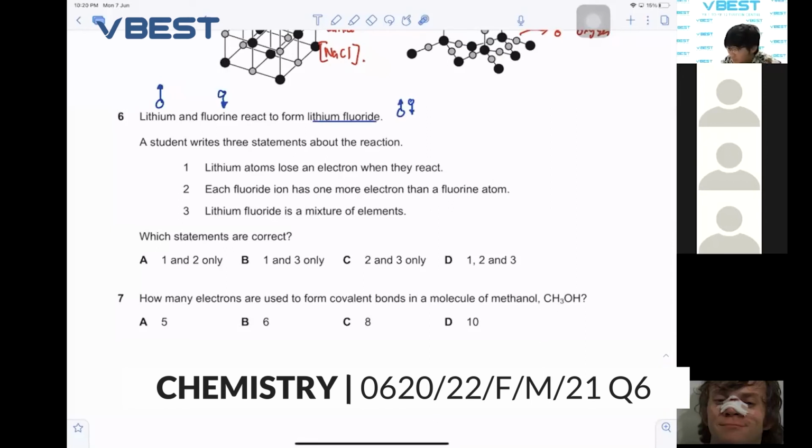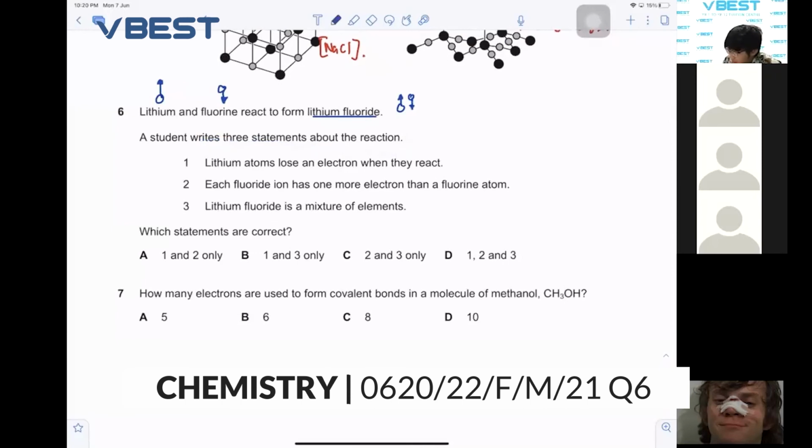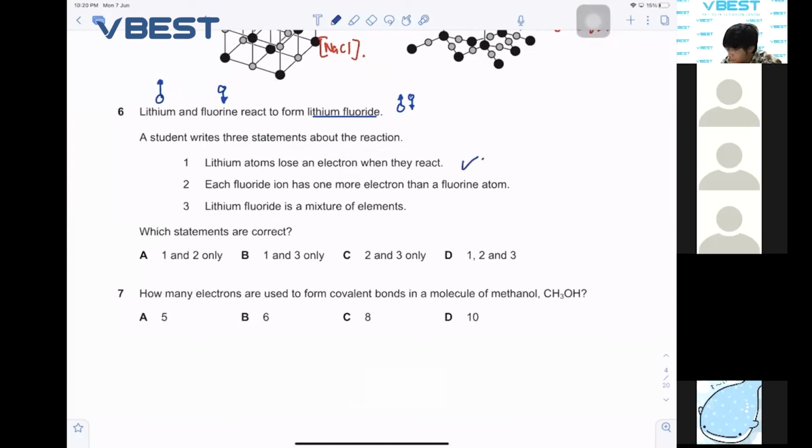Okay, a student writes 3 statements about the reaction. Lithium atom loses an electron. You see, in a relationship, the guy always loses something, like guys always buy the girl gifts, buy this, buy that. Guys always lose something. Damn sad. Yes, correct. Then fluoride ion has 1 more electron. Yes, correct, because girls, after they get into a relationship, they flex, oh my God, my boyfriend bought me this, my boyfriend bought me that. Same thing, they receive electrons.